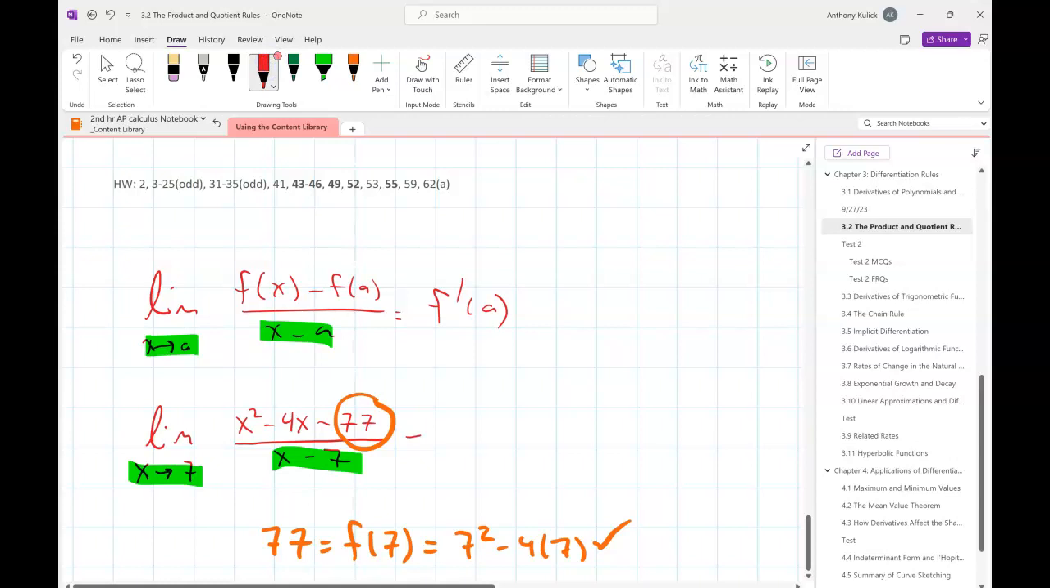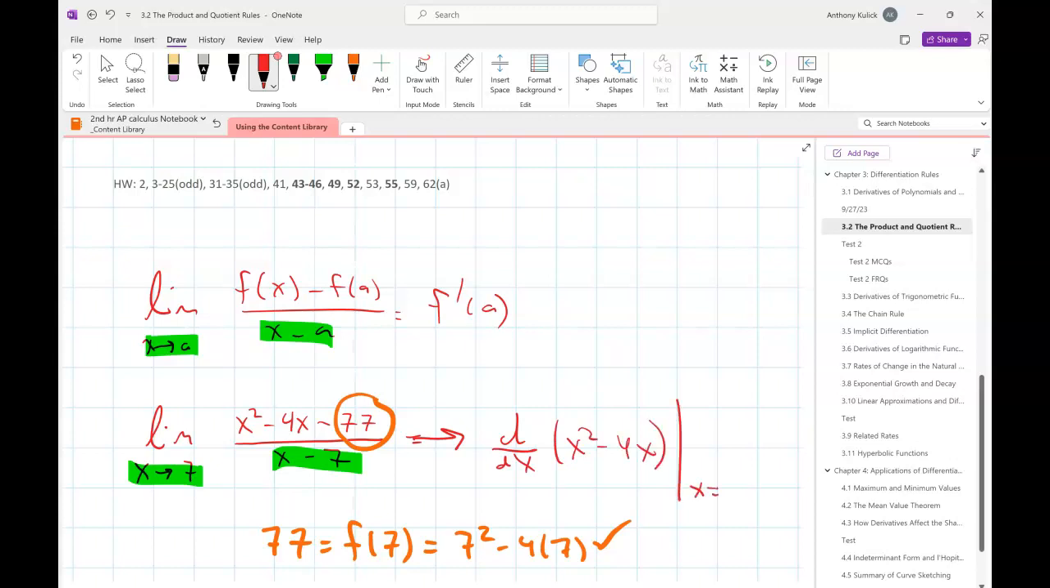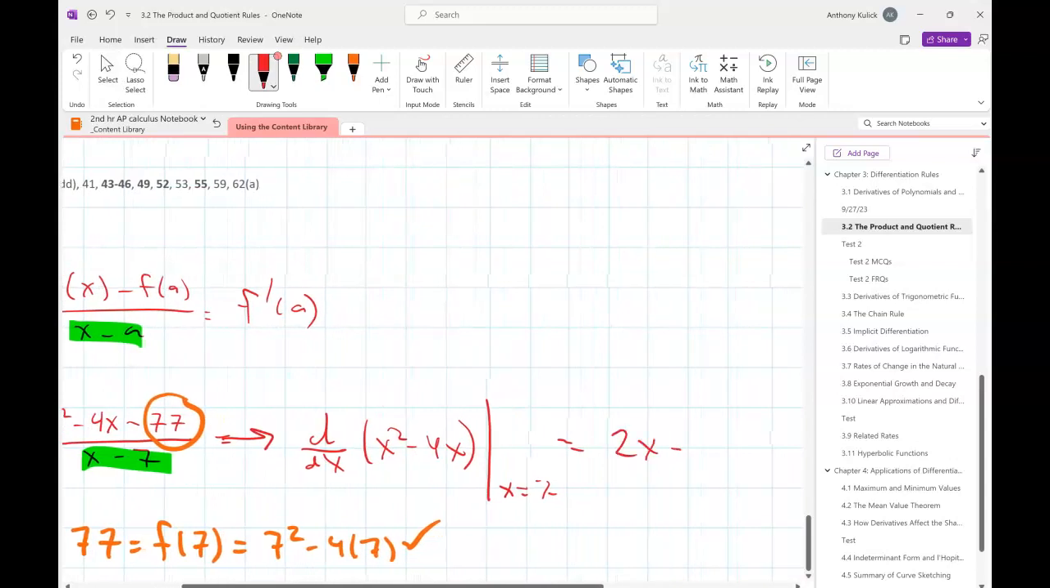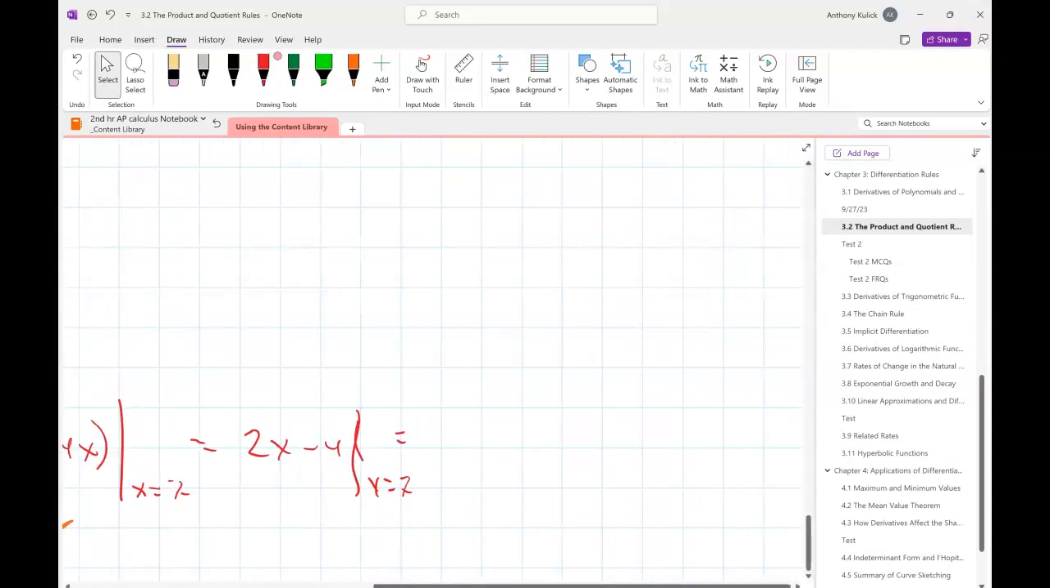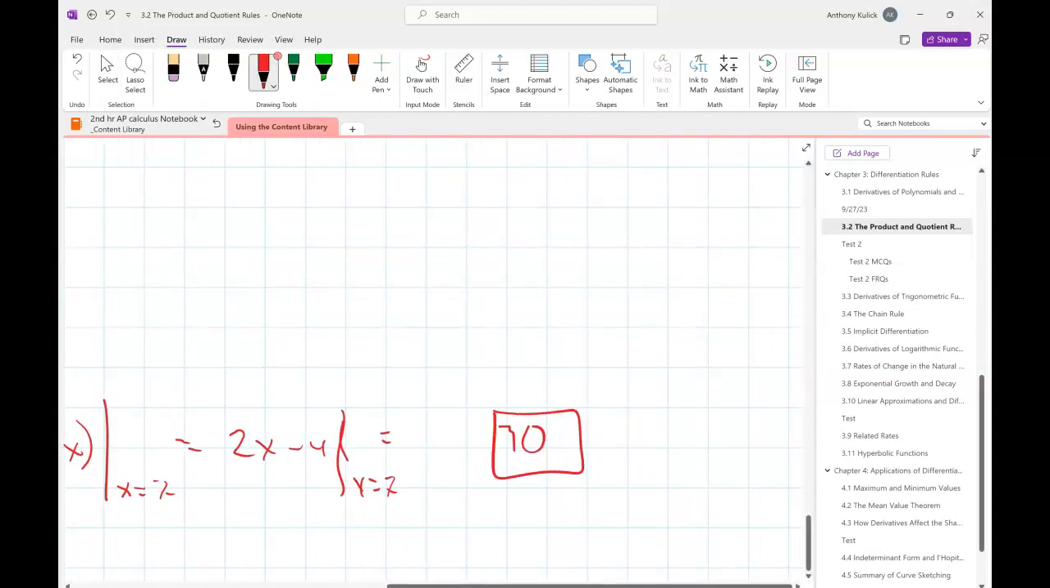So how am I going to do this limit? This is just going to be the derivative of x squared minus 4x evaluated when x equals 7. I'm not doing any limits here. I'm just going to say, oh, I recognize this is actually just a derivative evaluated at a point. Let me just do it that way. So this would be like 2x minus 4 evaluated when x is 7. So 14 minus 4 is 10, and I'm done. Right? Like, isn't that lovely?